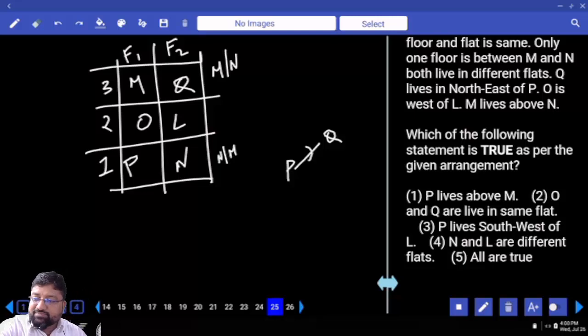Which of the following statements is true as per the given arrangement? P lives above M? No. O and Q live in the same flat? No. P lives to the southwest of L? Yes. P lives to the southwest of L. Pakka right.